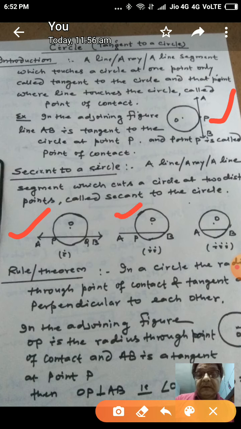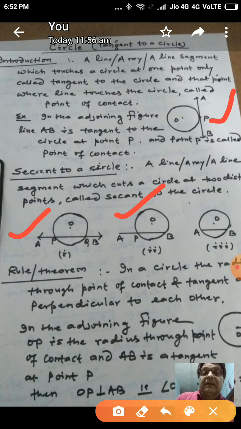Similarly, you may see in the second figure where a line segment AB is cutting the circle clearly at one point P and passing through it, and then it touches the circle at another point B. Here the line segment cuts clearly at one point and touches at the other point, even then it is considered a secant to the circle. So line segment AB or APB is called a secant to the circle.